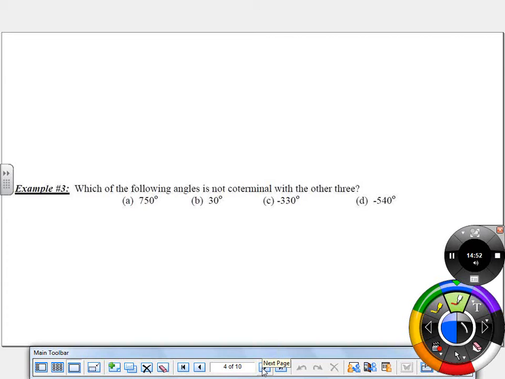All right, so a little multiple choice question. Which of the following is not coterminal with the other three angles? So take a minute. You can work with a partner in your groups. All right. So negative 540 is the one that doesn't belong.